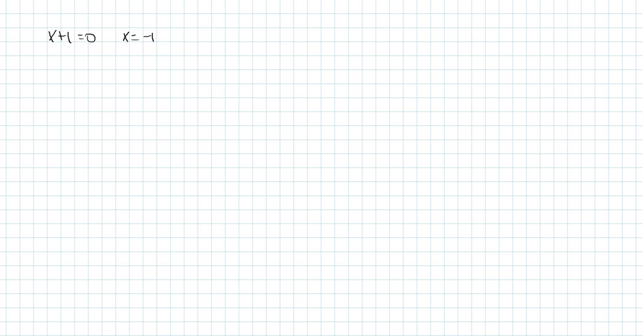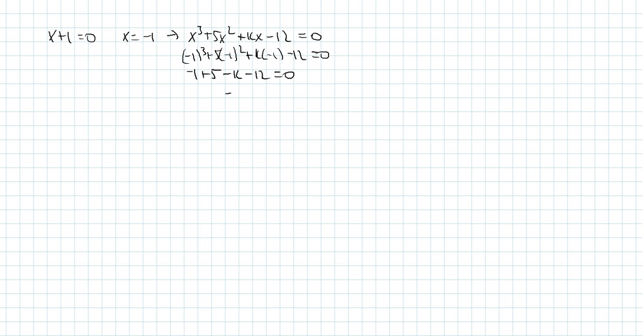We're going to take minus 1 and put it into the expression x cubed plus 5x squared plus kx minus 12. And we know that when minus 1 goes in there, being a root, the value will be 0. It's a value that satisfies the equation. So minus 1 cubed plus 5 times minus 1 squared plus k times minus 1 minus 12 is equal to 0. Minus 1 plus 5 minus k minus 12 is equal to 0. Minus k therefore is equal to 8 and k is equal to minus 8.